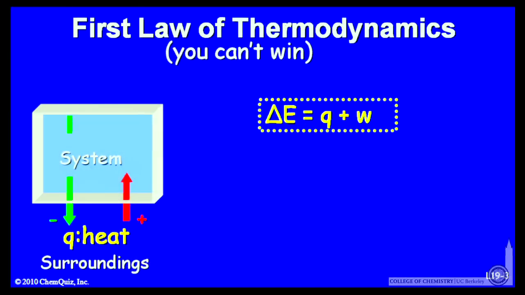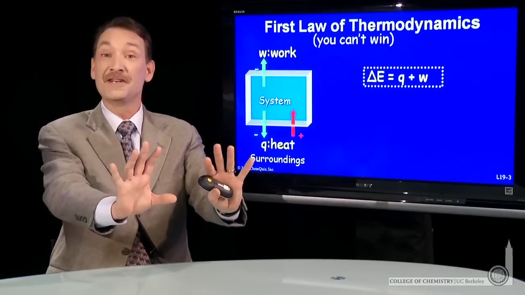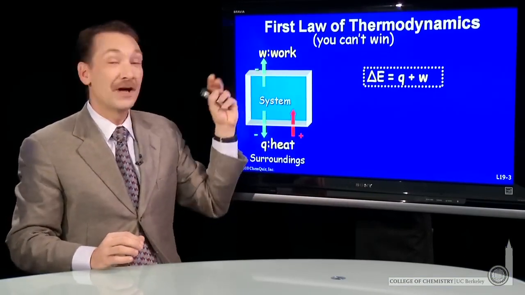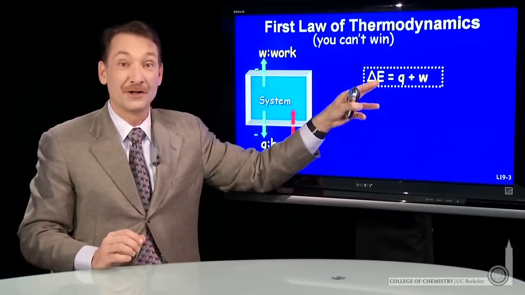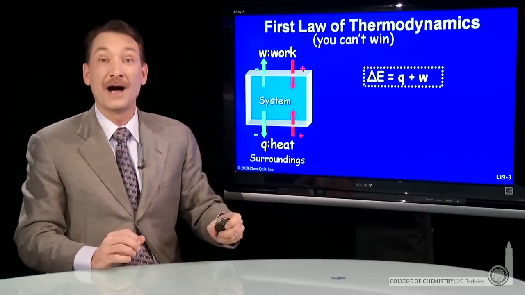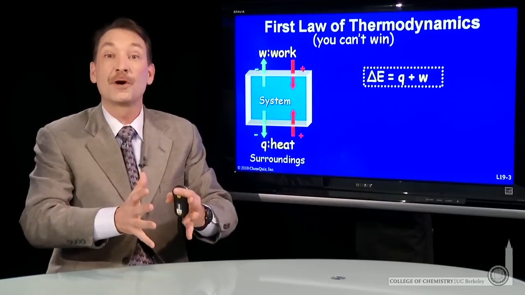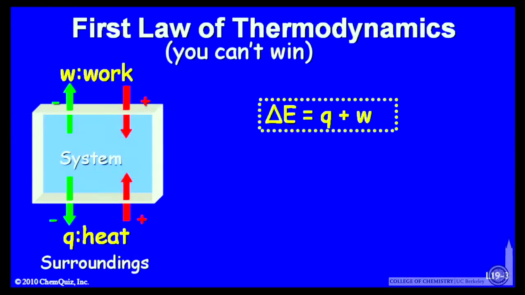And we'll do a similar thing for work. If the system does work, we'll give that work a negative sign. That is, it takes some of your energy to do work. That's kind of a natural thing that you might already understand. If some of your energy is used to do work, then that should lower your internal energy, and we'll give that work a negative sign. Conversely, if you do work on a system, or if the surroundings compress a gas, that's work done on the system, and that raises the internal energy of the system.